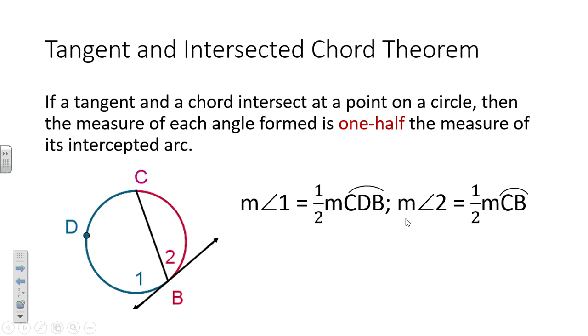So angle 1 is exactly 1/2 of its intercepted arc, of its major arc, CDB. So if we know the measure of this arc, we divide it by 2, we get the measure of the angle. And this red arc, CB, is the intercepted arc for angle 2. And angle 2 is going to be exactly 1/2 of that intercepted arc.